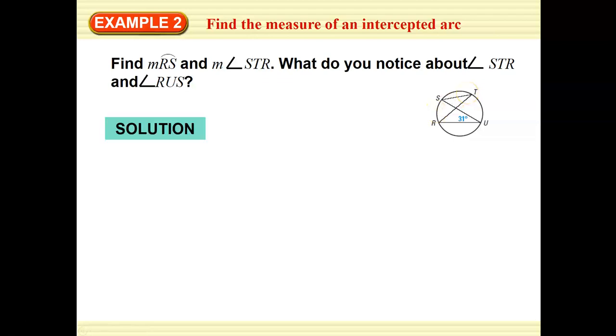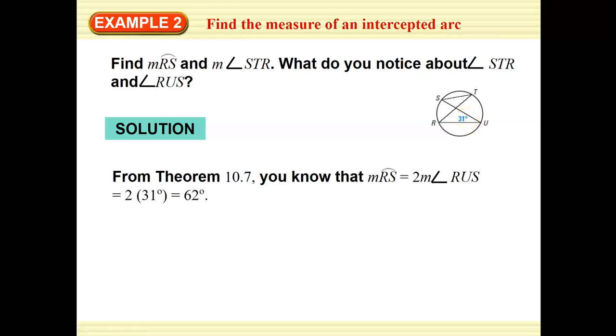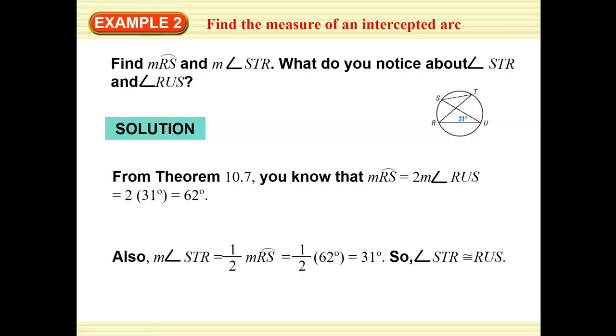And then you're asked, what do you notice about those two angles, angle T and angle U? We can see that they're the same measure. They're both 31 degrees, which fits into that theorem that we talked about, because they intercept the same arc, so they have to be the same.